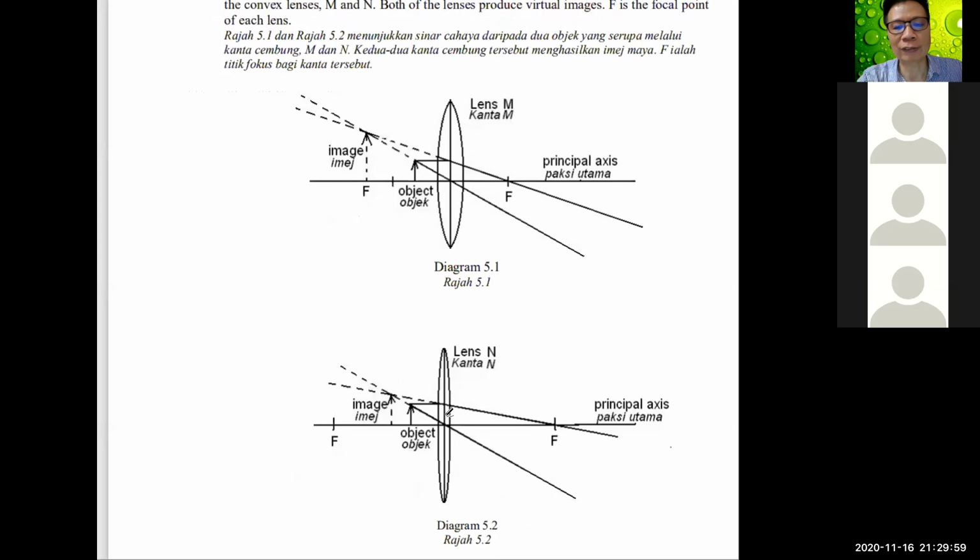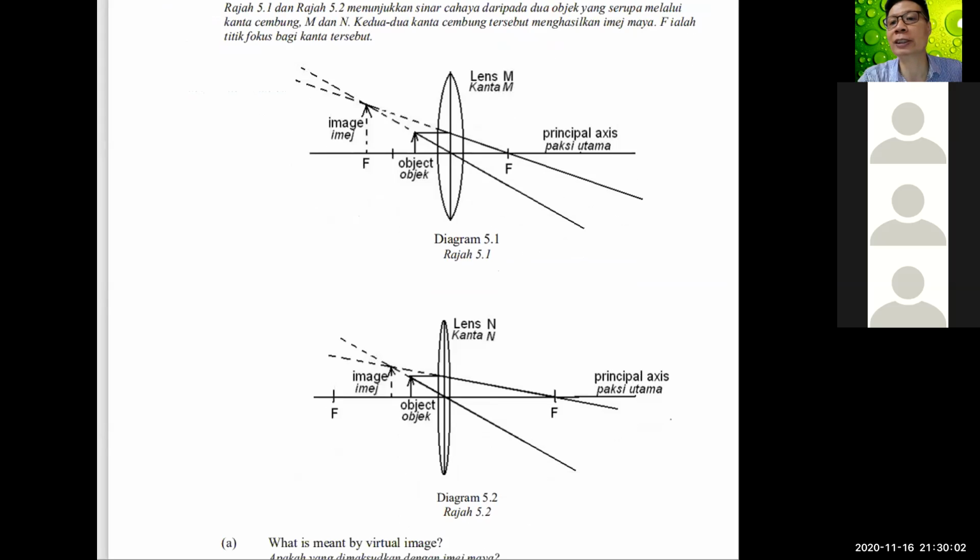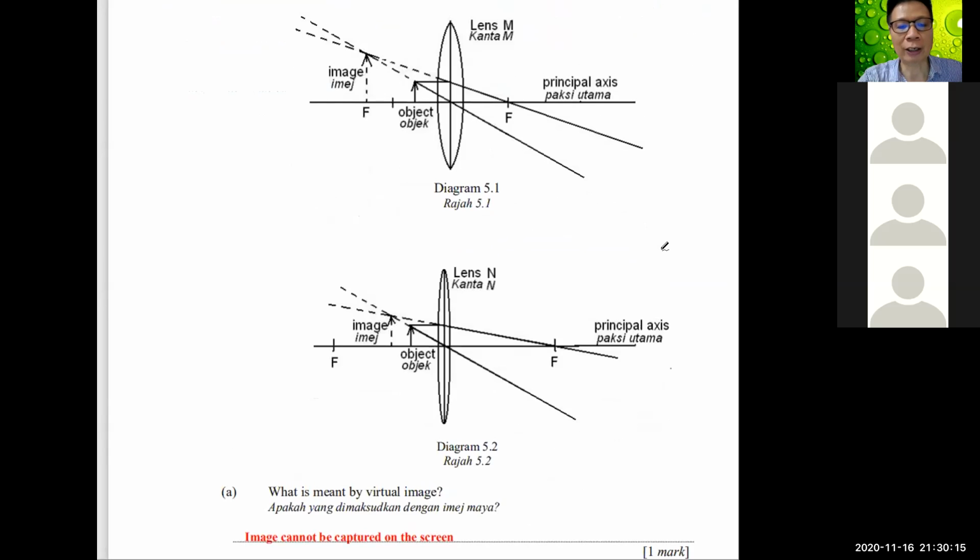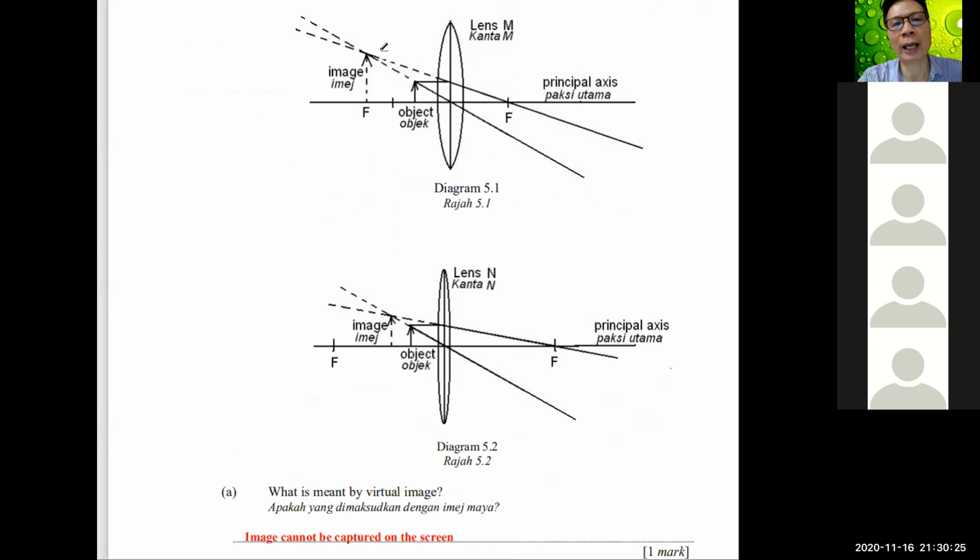Object distance. Now, first question: what is meant by virtual? Virtual is an image that cannot be formed or projected on the screen. Justin, you are right, very good. You put a screen here, you cannot capture the image, because there's no light here. No light means the image is virtual, a fake one. Only a real image is formed by actual light, and only then can you capture the image on a screen.